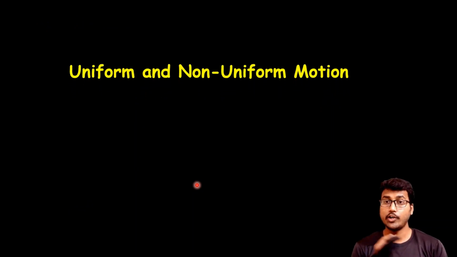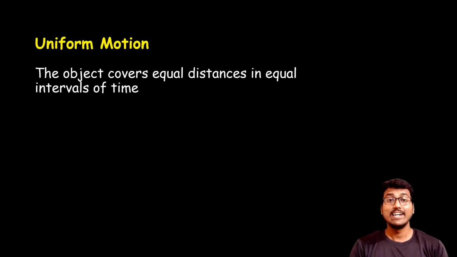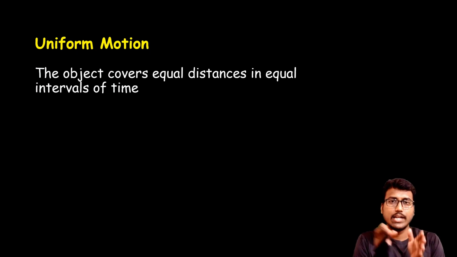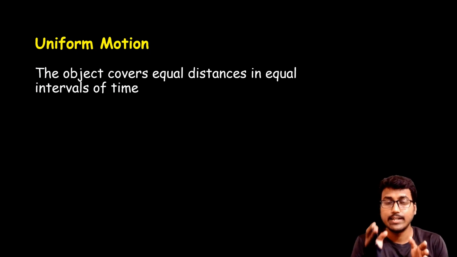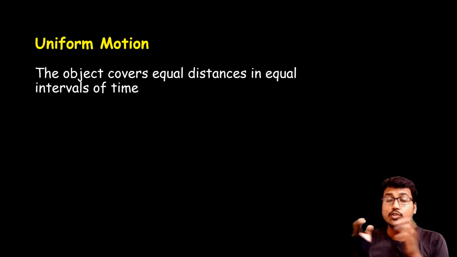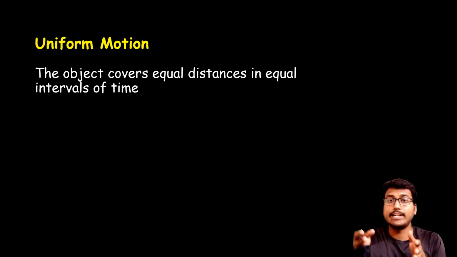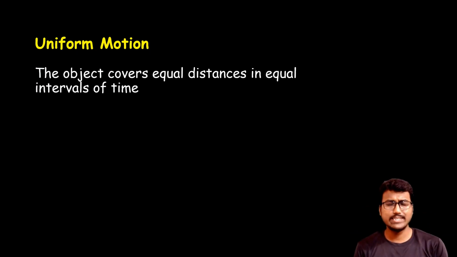Yes. Next, we have uniform and non-uniform motion. So let's understand uniform and non-uniform motion. First, uniform motion. The object covers equal distances in equal intervals of time. For example, in 1 hour, if the object covers 50 kilometers, the next 1 hour also 50, the next 1 hour also 50 kilometers. So if it covers equal distances in equal intervals of time, then it is called uniform motion. So let's see an example.